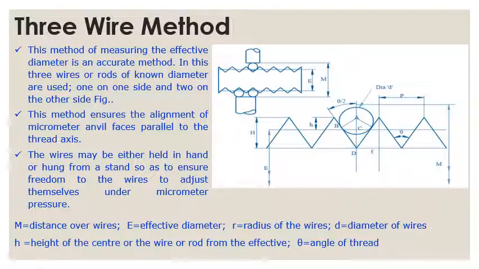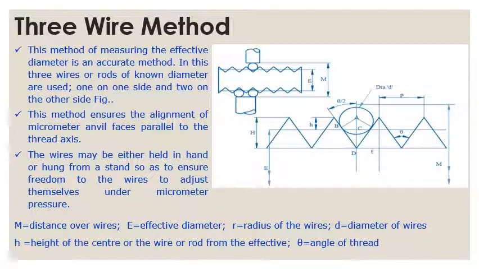Further, one more method through which the effective diameter can be calculated is the three wire method. In this method, the effective diameter is calculated by placing three wires, two wires on one side and another wire on the opposite side. So three wires are placed on either side of a screw thread to determine the effective diameter, either wires or rods. Further, this method ensures the alignment of the micrometer and that its faces are parallel to the thread axis.